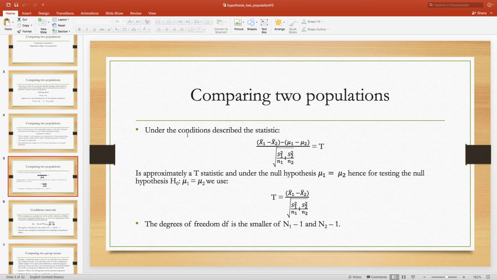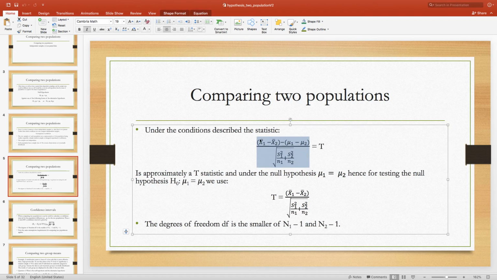So under these conditions, we will use this statistic. That is the mean of population 1 minus the mean of population 2, and then we'll subtract the difference in means, the mean of population 1 minus the mean of population 2. And the standard error is given by the sample standard deviation of population 1 squared divided by its sample size, plus the sample standard deviation of population 2 squared divided by its sample size. And that has a t-statistic.